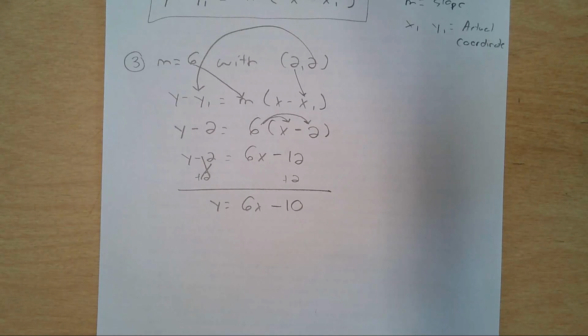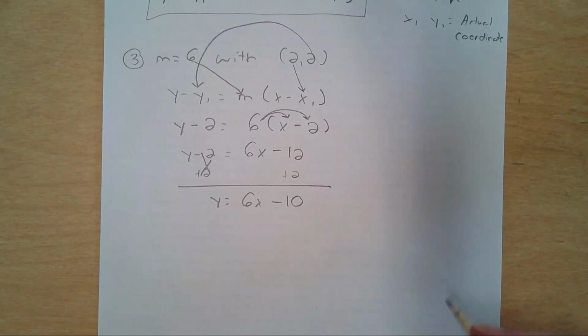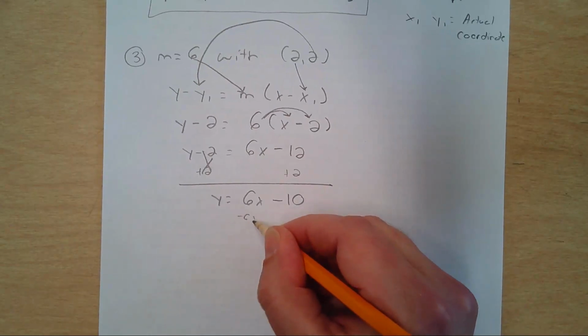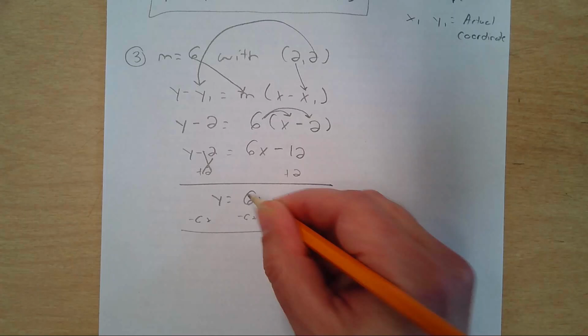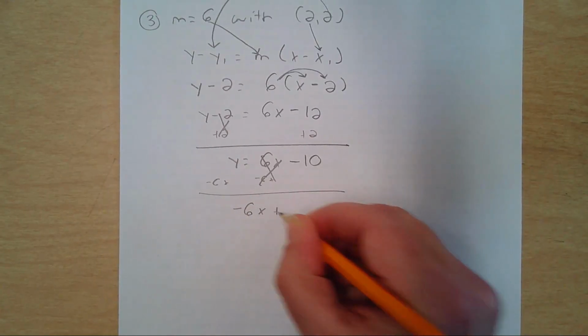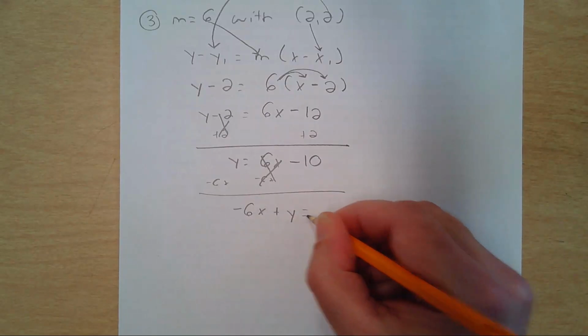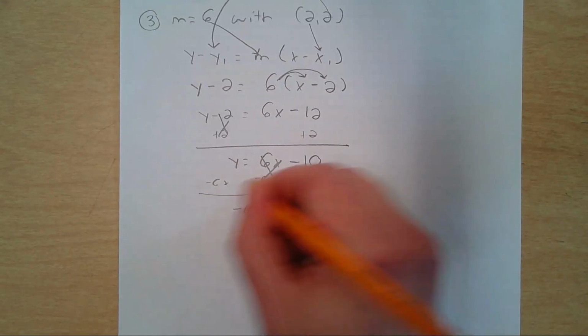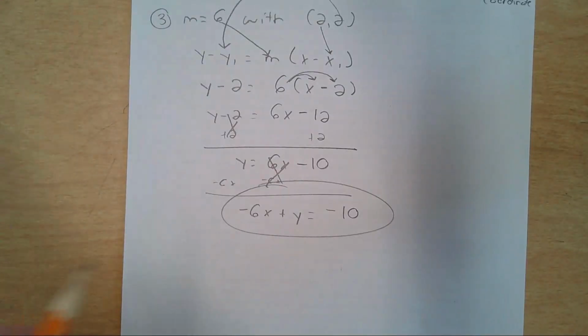But of course, they don't want it in slope-intercept form. They want it in standard form, so we're not done yet. What do we got to do? We got to get that x to the other side. So what would I want to do? Subtract the 6x from both sides. Negative 6x plus y equals negative 10. That would be my final answer for that one there.